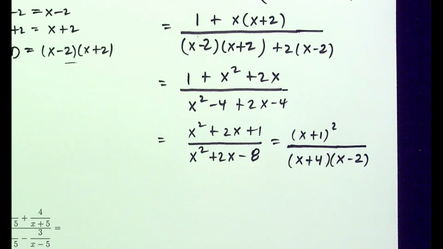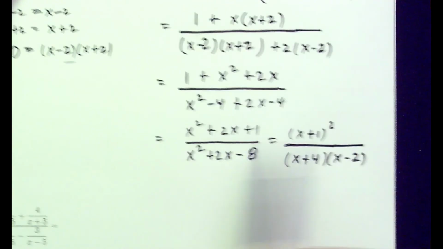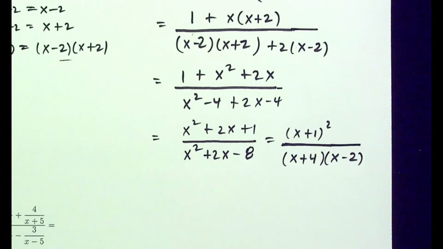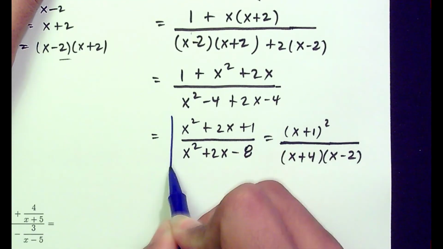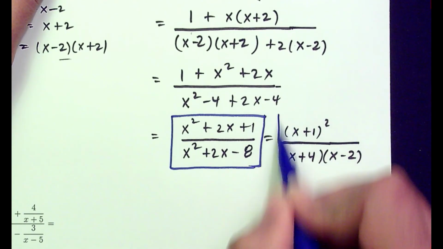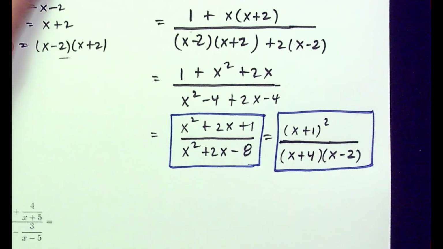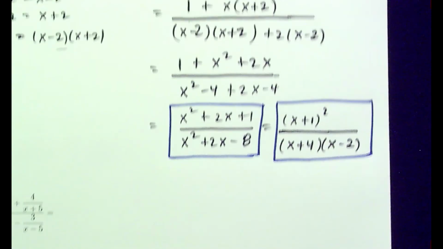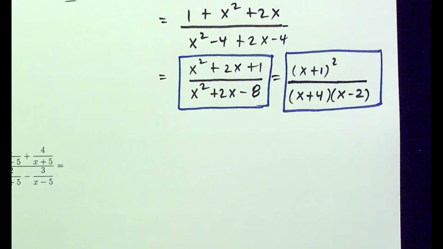So that is it. That means you could give the answer like this, because the fact that we cannot cancel anything means that this is already simplified. So that's an acceptable answer for that one. Either way is good. You could say this is the final answer, or you could say this is the final answer. Again, both are simplified, so both are acceptable as the final answer.